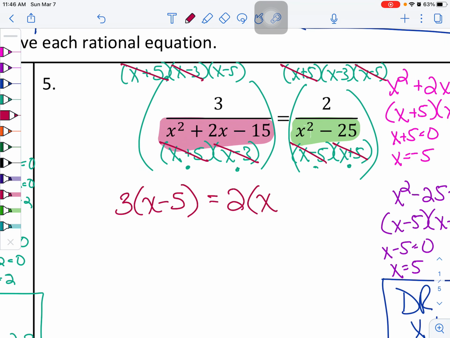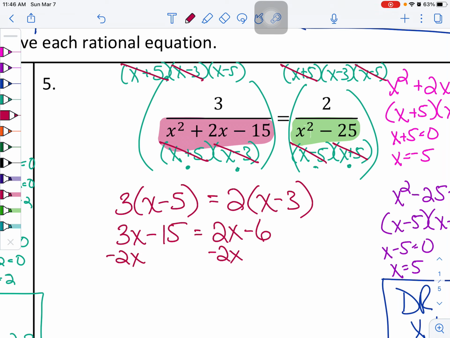All right, let's see what divides out on the right side. So x minus 5 takes out x minus 5. x plus 5 divides out x plus 5. So I've got 2 times x minus 3. A little equation to solve, but no more denominators, which makes it nice. So we've got 3x minus 15 if you distribute, and 2x minus 6. I'm going to collect all of my variables to one side, so subtract 2x, and I'm going to collect my constants to the other side, so add 15. So those two will subtract and add each other out.